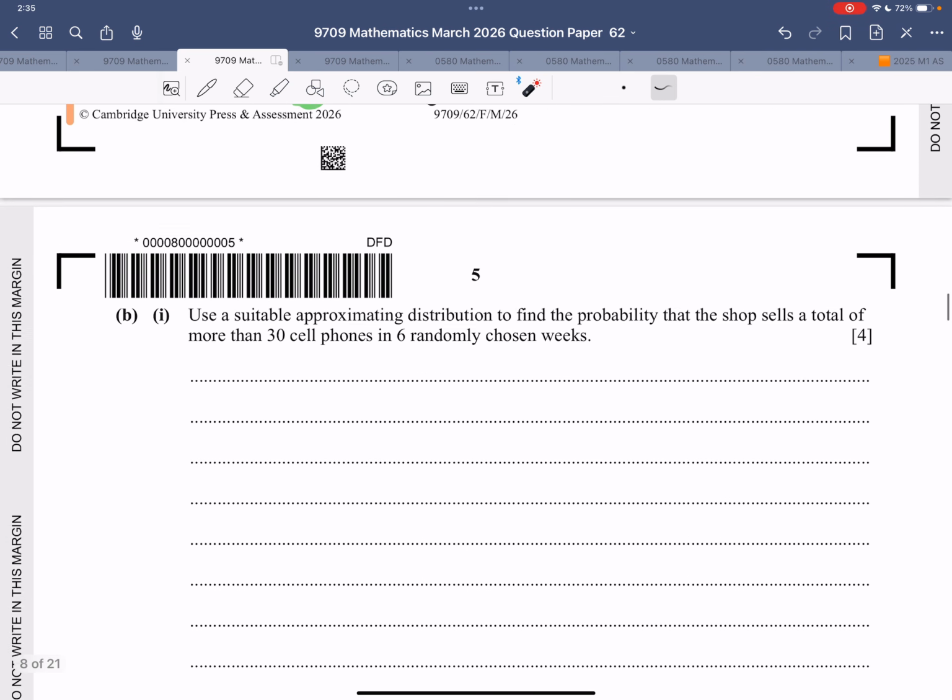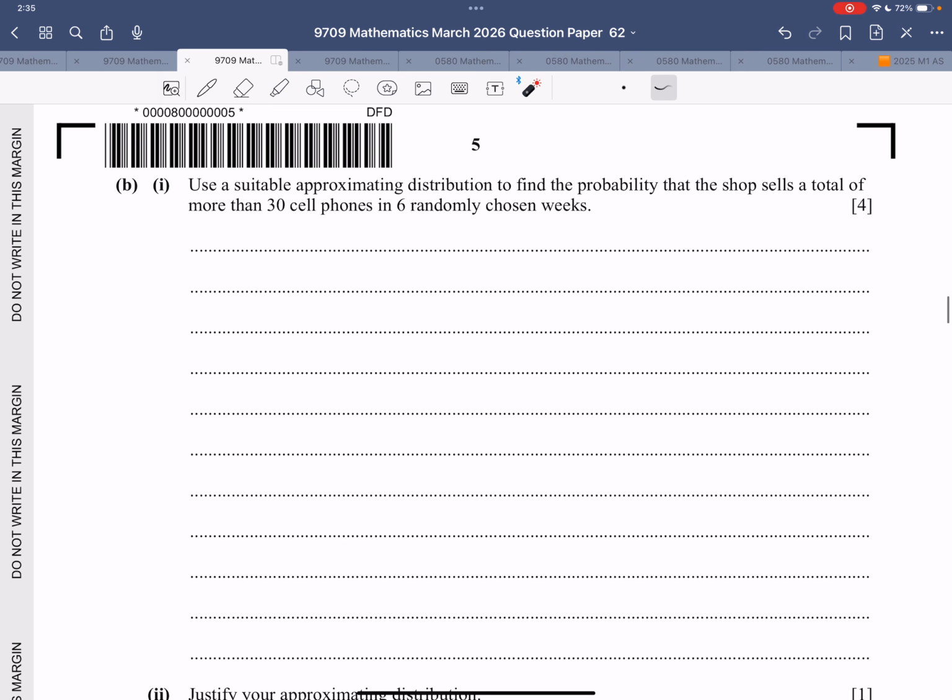Question number 3. Then it says use a suitable approximating distribution. Now keep in mind it's already Poisson. Find the probability that the shop sells a total of more than 30 cell phones in 6 randomly chosen weeks. So 6.1 into 6, that is for 6 weeks, and that is 36.6, that is the lambda. And now we will use normal approximation to Poisson. And what's the condition? Lambda is greater than 15.